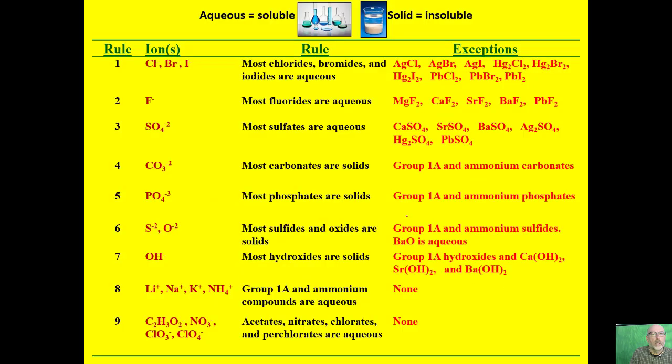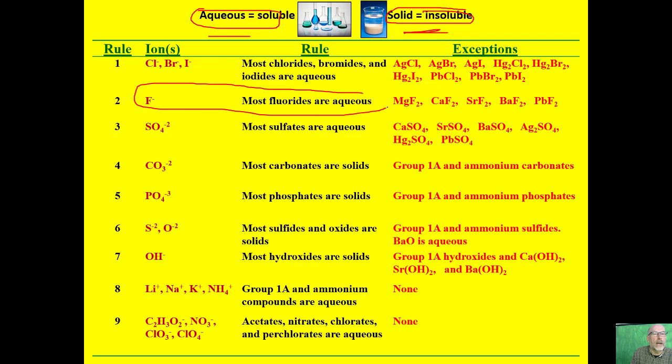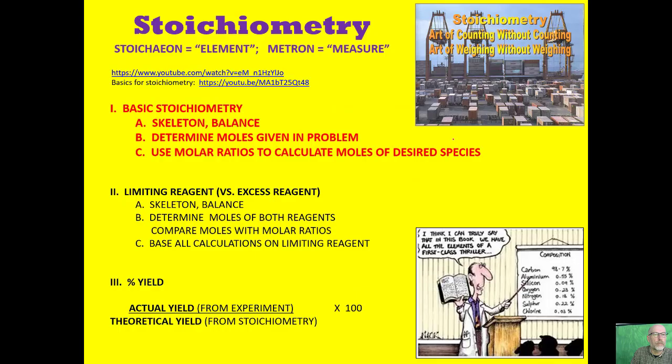Here's that chart on the back of your periodic table that you use for double replacement reactions. Either things are aqueous, which is also known as soluble, or things are solid, which is also known as insoluble. And so you just look at this here. All fluorides are aqueous. There's a few exceptions. And so you just look them up here. If they're not aqueous, they're solid, solid, solid, solid, solid. All right, that's how that works.